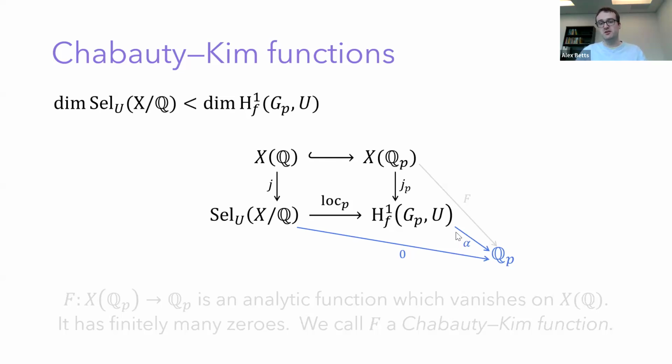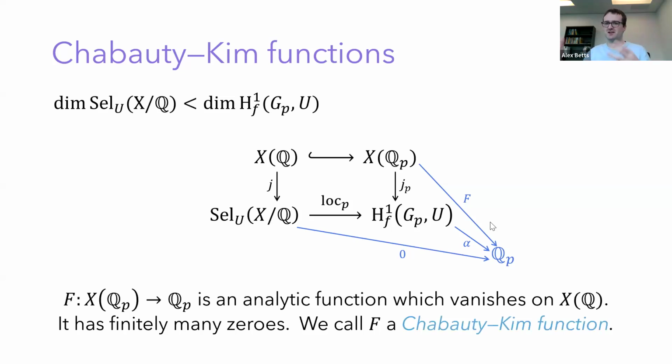Now what you want to do is compose this functional alpha with your local Kummer map j_p. This gives you some function f. So this f is a function on the Q_p points of X, and it takes values in Q_p. By commutativity of this square, f vanishes on the set of rational points. One can show that this function f is analytic in the sense of Coleman. Because it vanishes on the set of rational points and only has finitely many zeros since it's analytic, this tells you that the set of rational points is finite.